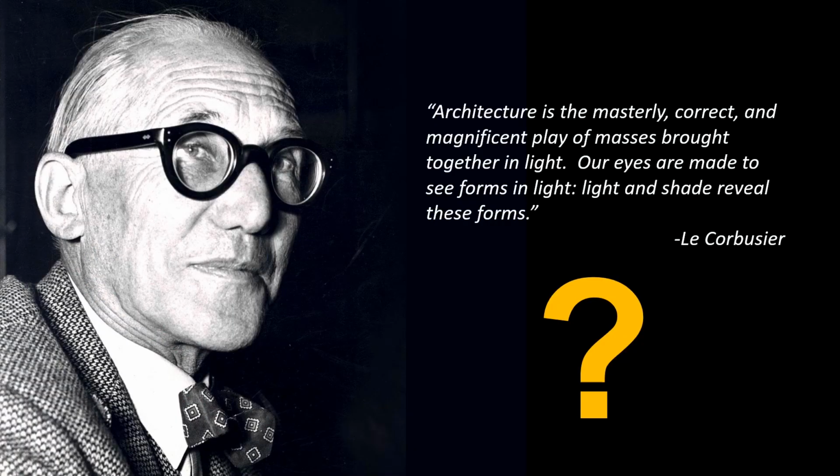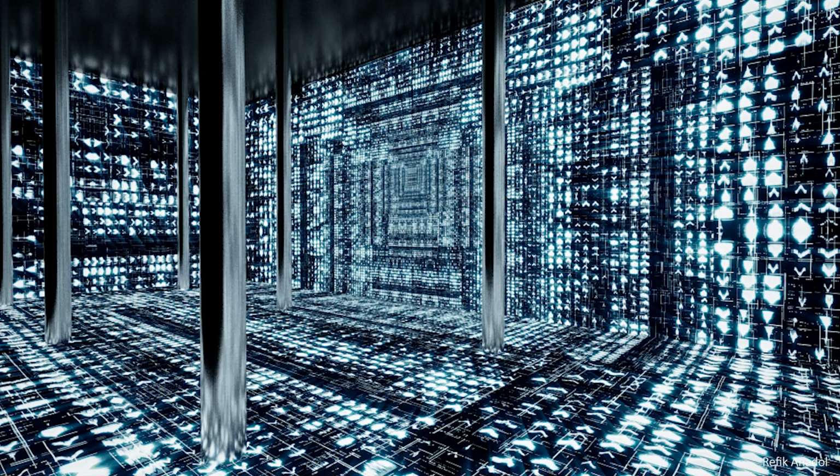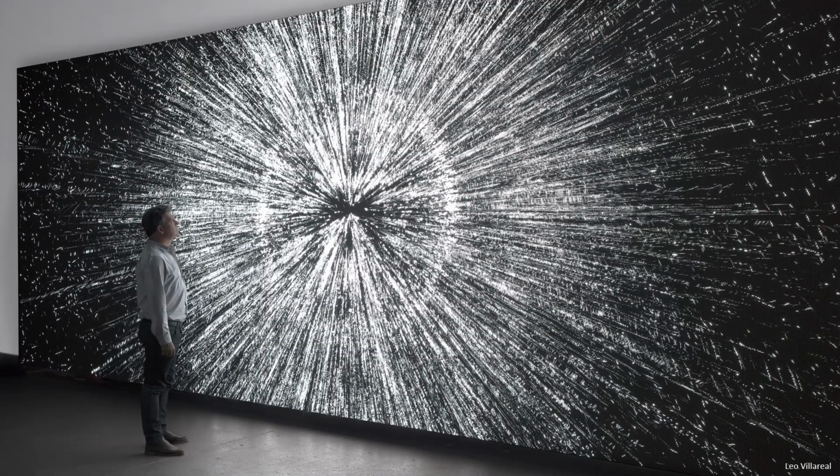So I will leave you with this closing thought. Most architecture students are taught this very famous quote from Le Corbusier: "Architecture is the masterly, correct, and magnificent play of masses brought together in light. Our eyes are made to see forms in light. Light and shade reveal these forms." But I have to challenge you. Now that we can embed lighting into architectural surfaces, and the walls and ceilings and floors and objects that surround us emit light themselves, is this line of thinking still accurate? Is this enough? Do we need to evolve this line of thinking?